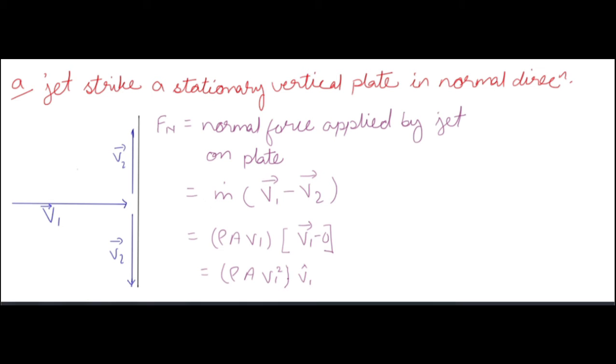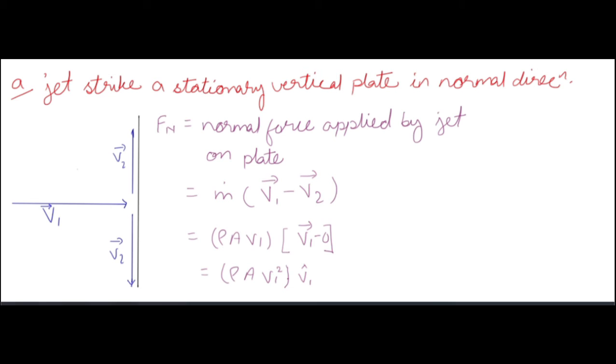Now we will face force only in the x direction. Okay, now in the x direction the only velocity is v1, so the resultant velocity will be only v1. So the force experienced by the jet on the plate is equal to mass flow rate into (v1 minus v2). Okay, now mass flow rate is equal to rho a v1.